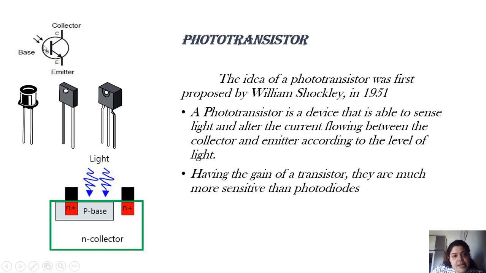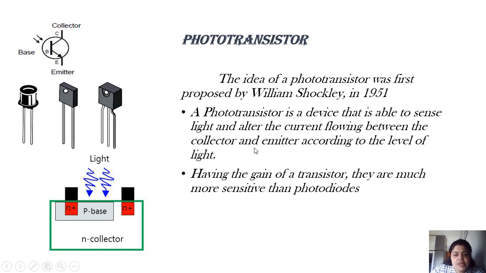The inward arrow indicates that the phototransistor will work when light is incident on it. These are some packages in which photodiodes are available in the market. See, this has three terminals, but the base will never be connected in the circuit. It's of no use. The phototransistor idea was first proposed by William Shockley in the year 1951.